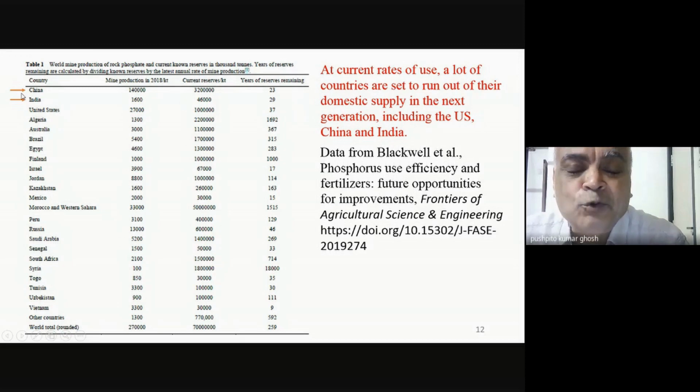Like the two biggest consumers of fertilizer are China and India. Okay? So if their resources are going to end in 20, 25 years, where are they going to get their stuff from? They're already getting it from countries like Egypt and others, Togo, countries like that. So there'll be no choice but to have much, much higher levels of mining from Morocco. Whether they will permit it, I don't know.